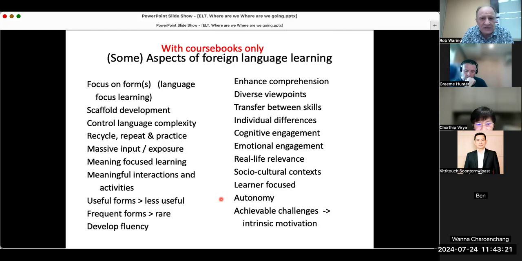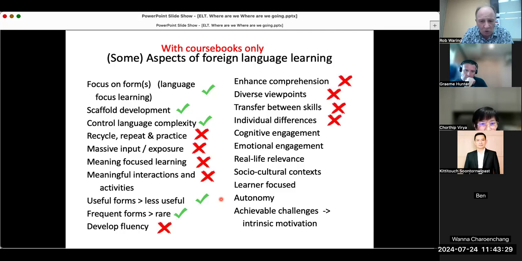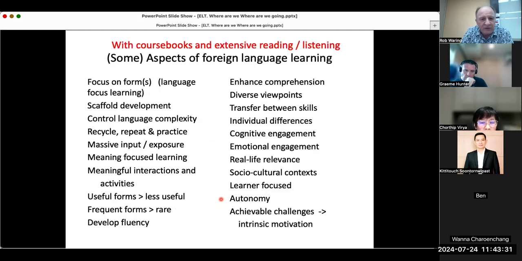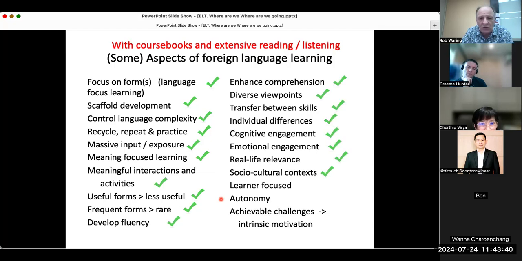So this is what we looked at a couple of hours ago: if we only do course books, these are the things that we're going to be good at, but these are the things that we're not going to be good at. If we add extensive reading, we're getting these things as well, but all of the other parts that are not in the other one can also be done at some level.